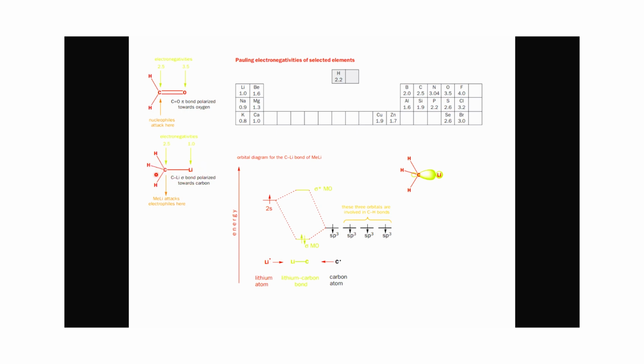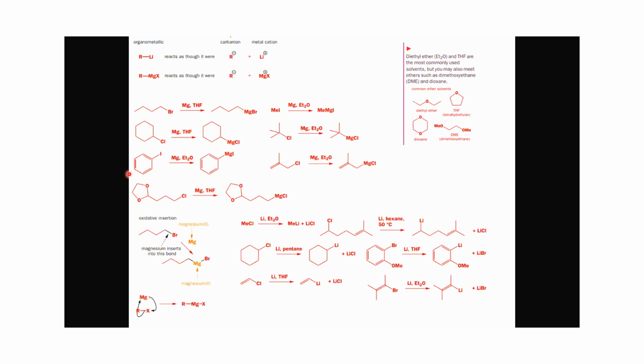Okay, now coming to how to make organometallic reagents, how to make Grignard reagents. When we hear Grignard reagent, it sounds like something big, and we may be scared by hearing it. This is nothing but just RMgX. So how can we make this particular Grignard reagent?